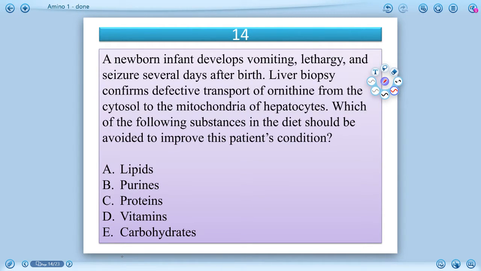A newborn infant develops vomiting, lethargy, and seizures several days after birth. Liver biopsy confirms defective transport of ornithine. Ornithine is used for what? Urea cycle. Good. Okay. Which of the following substances in the diet should be avoided to improve this patient's condition? Proteins. Very good. Okay, proteins. Although purines, I mean, you can say that specifically, but they also can do that. But proteins more specific, yeah.